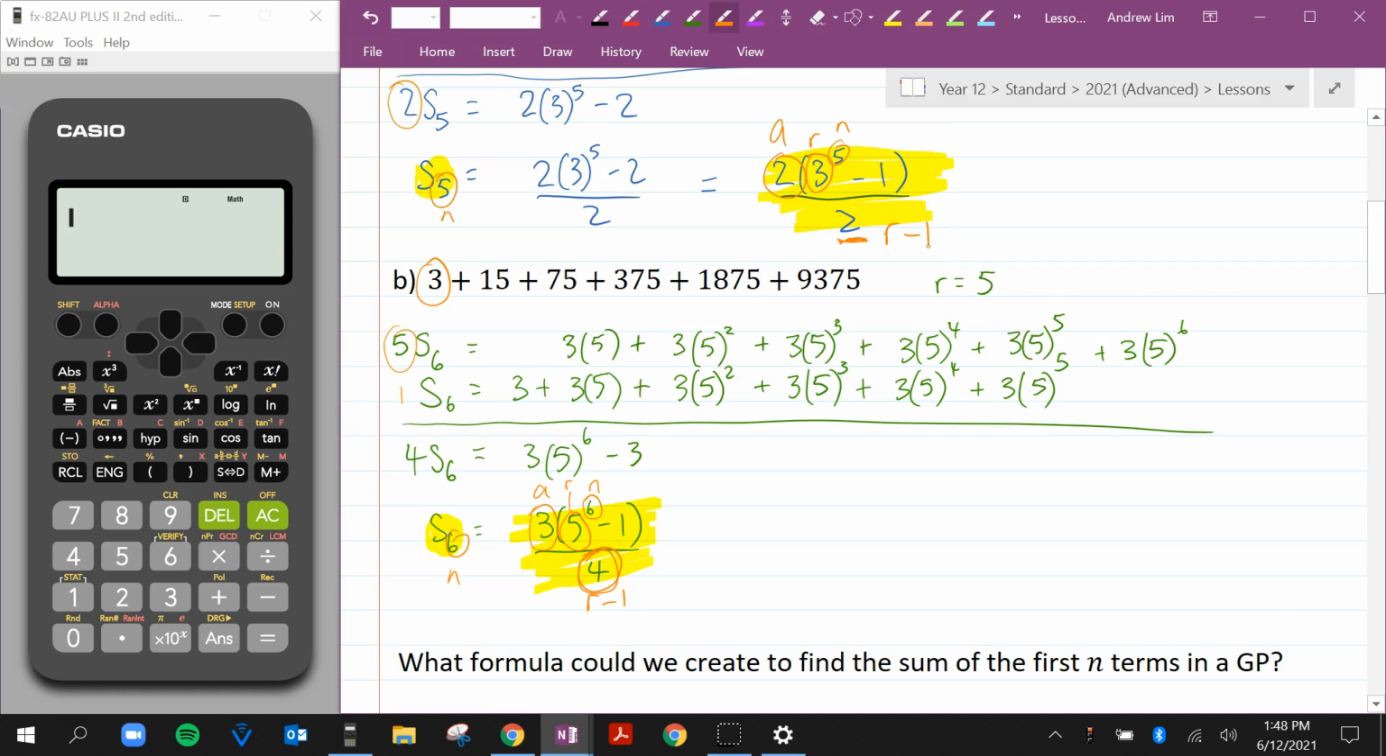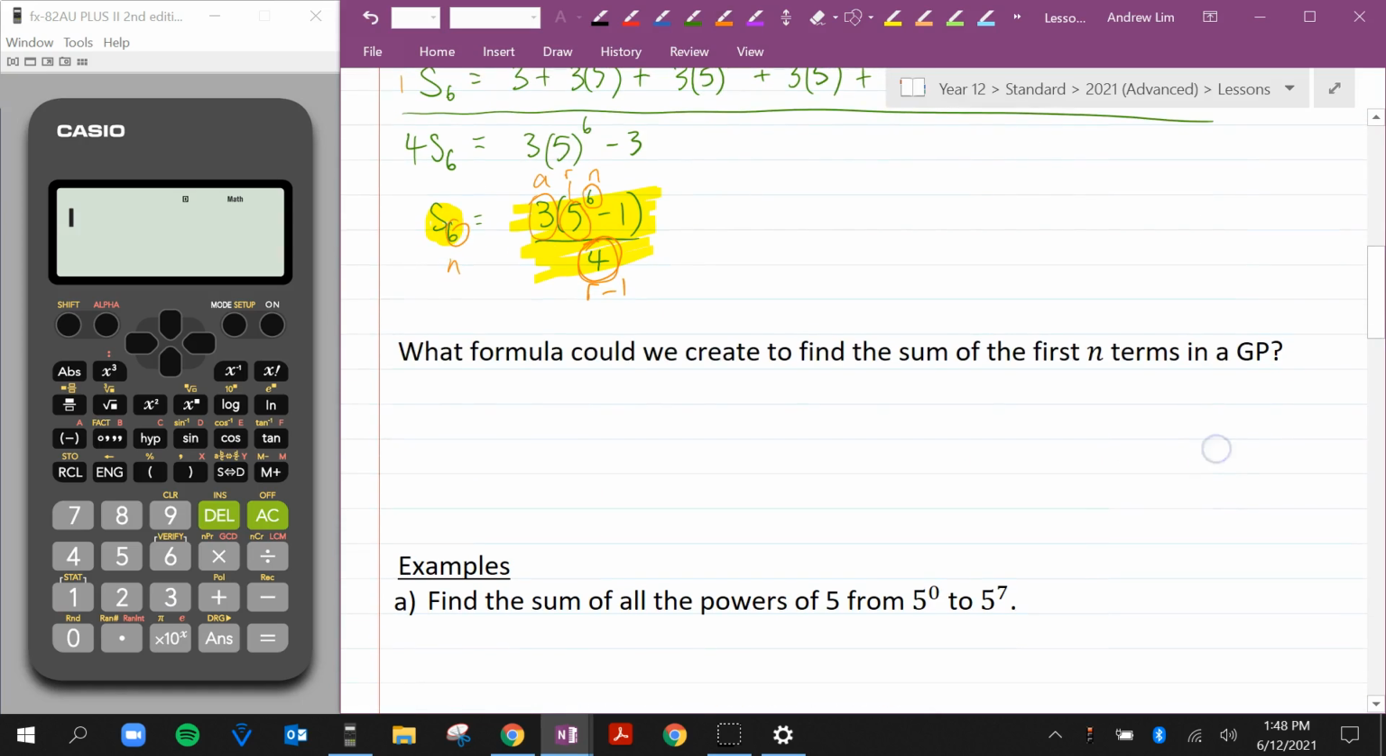So the formulas that we can create: the sum of the first n terms is equal to a bracket r to the power of n minus 1 over r minus 1. Or S of n is equal to a bracket 1 minus r to the n over 1 minus r. So there are 2 formulas that we can use. I've created this one in the investigation above, but really both of these are the same.